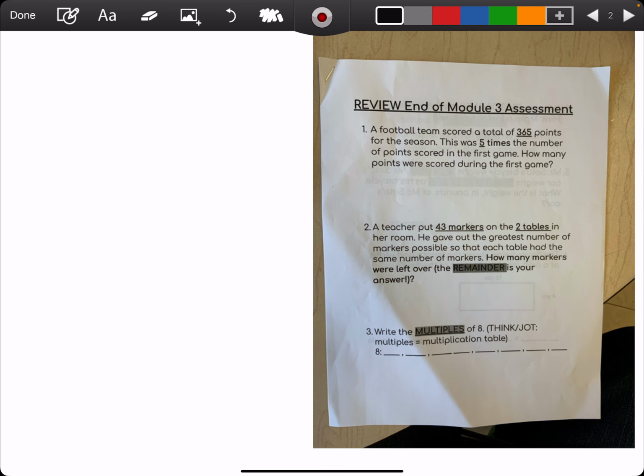So we are going to have to divide because I'm giving out the markers. I'm sharing them, okay? I'm giving the same number of markers to each person. Those are all key words that let us know we're dividing. But when I find my answer, when I find the quotient, obviously there's going to be a remainder here, or there should be a remainder. The remainder is your answer because we want to know how many markers were left over. So I'm going to do 43 divided by 2. Right?